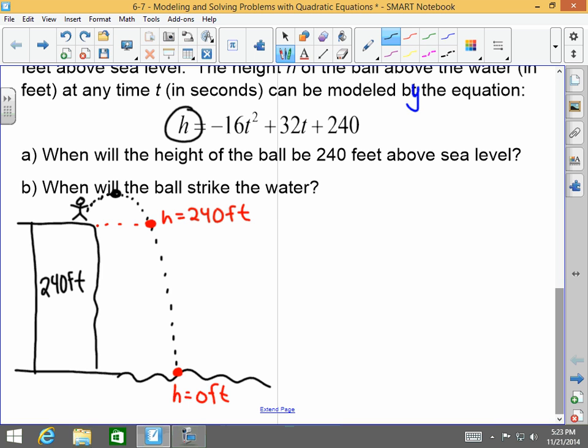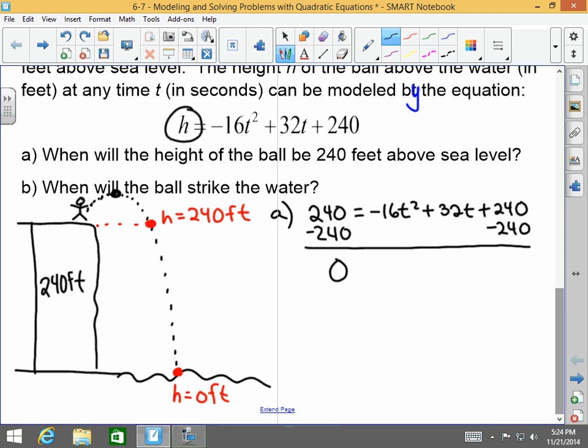So, A, I want to find when the height will be 240, how long will it take? Well, if my height is 240, I've got 240 equals negative 16t squared plus 32t plus 240. Solve like you know how to do. Subtract 240 from both sides. I've got 0 equals negative 16t squared plus 32t. Factor out the GCF of negative 16. When I factor that out, I get t squared.